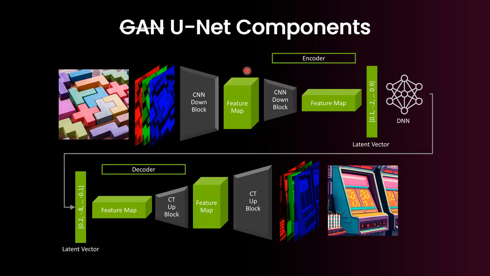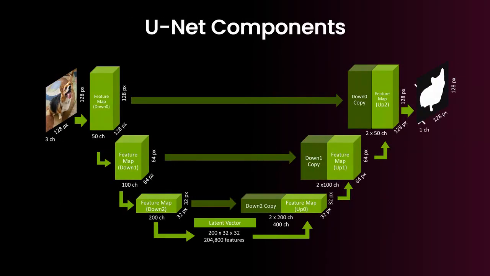So why is it called a UNet, as shown here? Because of the U shape which the architecture takes.